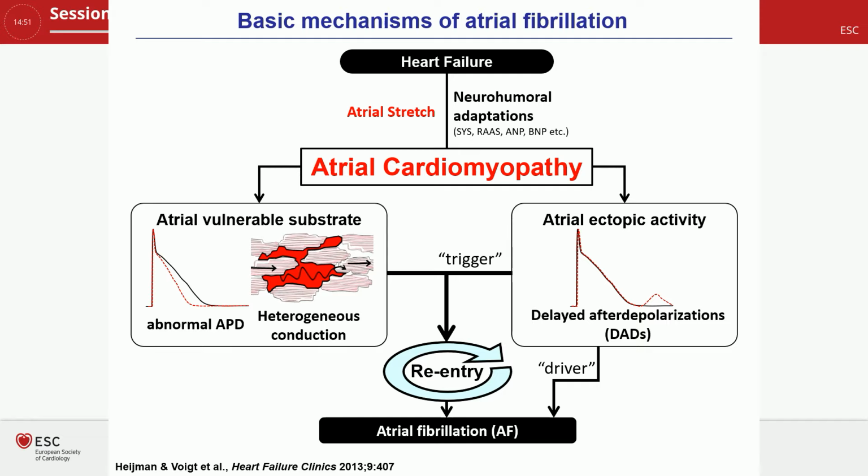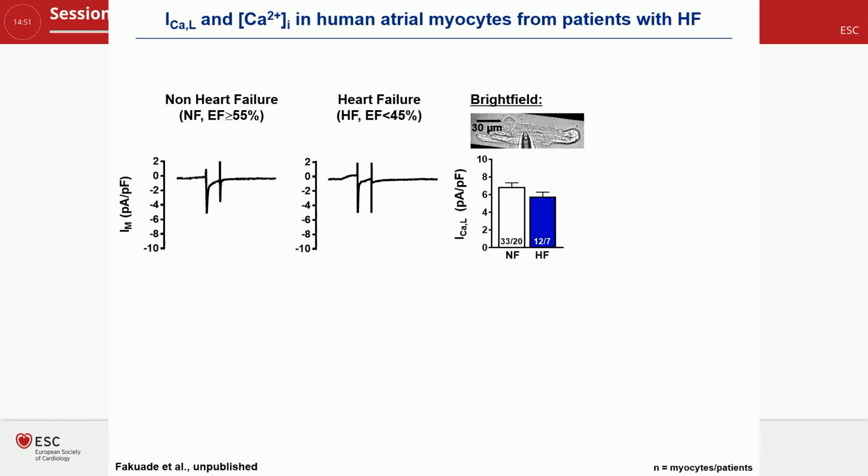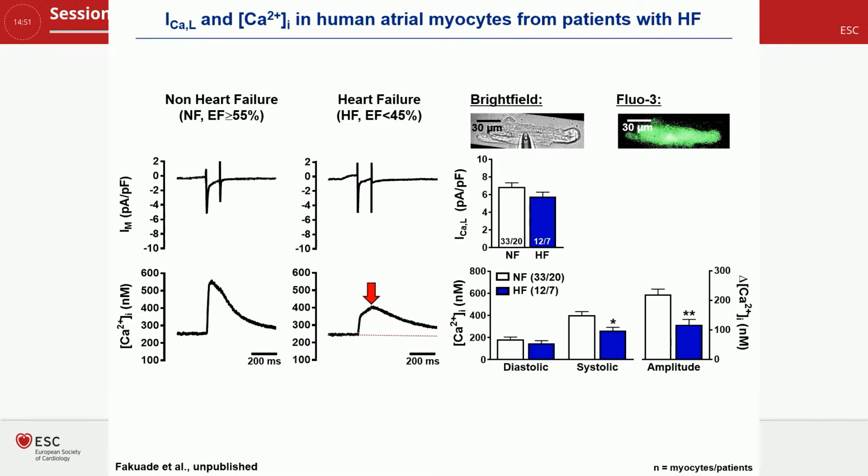We looked into calcium handling in these myocytes. This is a study in atrial myocytes from patients with and without heart failure, but without atrial fibrillation. So they were all in sinus rhythm during the study. The first thing we found is that the L-type calcium current was not much different in heart failure and non-failing hearts. But when we looked at the calcium transient amplitude, we were surprised because the amplitude was largely reduced in atrial myocytes from patients with heart failure.